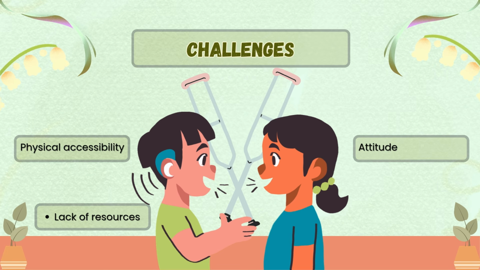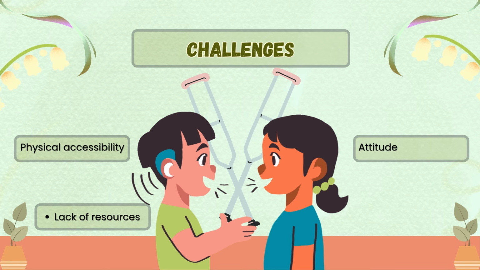Physical accessibility is one of the challenges. Older school infrastructure may not have been designed to accommodate learners with disabilities. Attitudes, overprotection, sympathy, or low expectations can sometimes become greater barriers than the physical impairment itself.